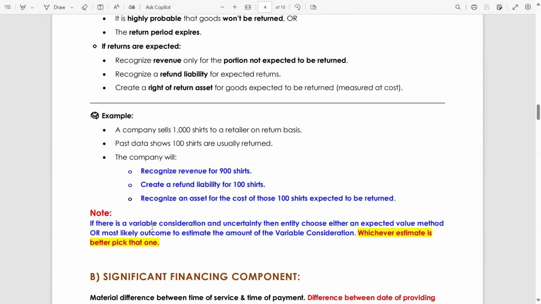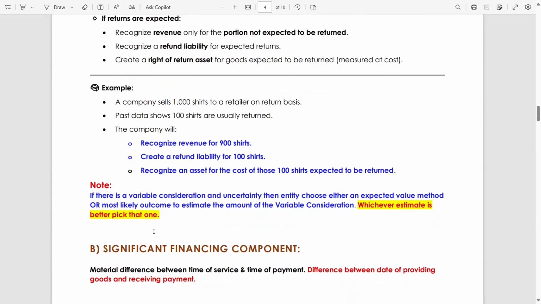Note, if there is variable consideration and uncertainty, then the entity should choose either the expected value model or the most likely outcome to estimate the amount of the variable consideration. Whichever estimate is better, pick that one. We have discussed these two models in the IAS 37 topic on provisions, contingent assets and contingent liabilities.